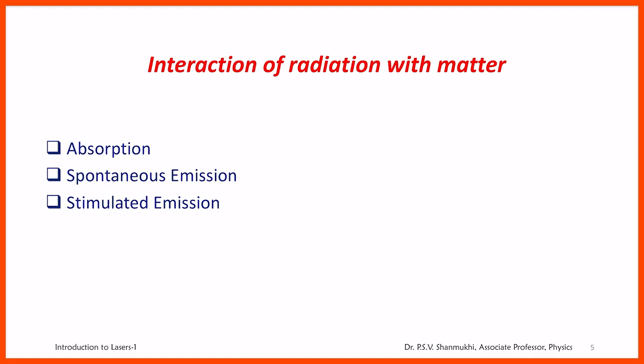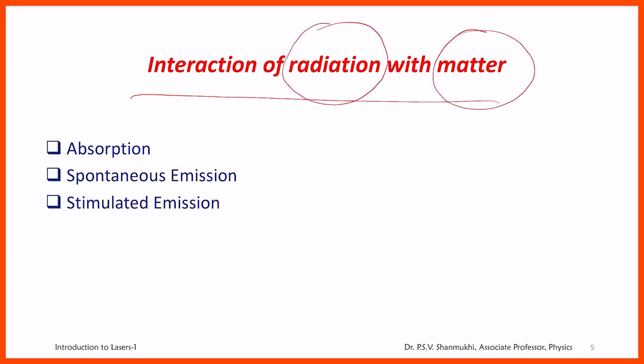And coming to the interaction of radiation with matter. Generally, the most important topic in laser light is the interaction of radiation with matter. Radiation means light, whereas matter means material. What are the interactions between light and matter? There are actually three types of interactions: one is absorption, next is spontaneous emission, and the third is stimulated emission. These are the three interactions between radiation and matter.